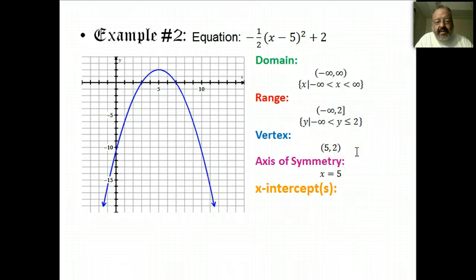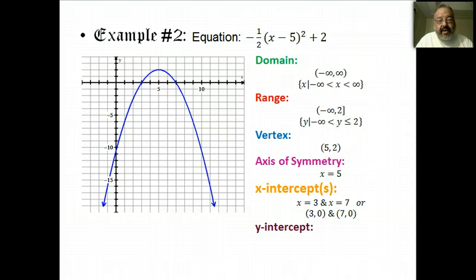We're going to look at something called the x-intercepts now. Where does it cross the x-axis? Those are the x-intercepts. It crosses here and it crosses here. You can write it two different ways: as x equals 3 and x equals 7, or (3, 0) and (7, 0).